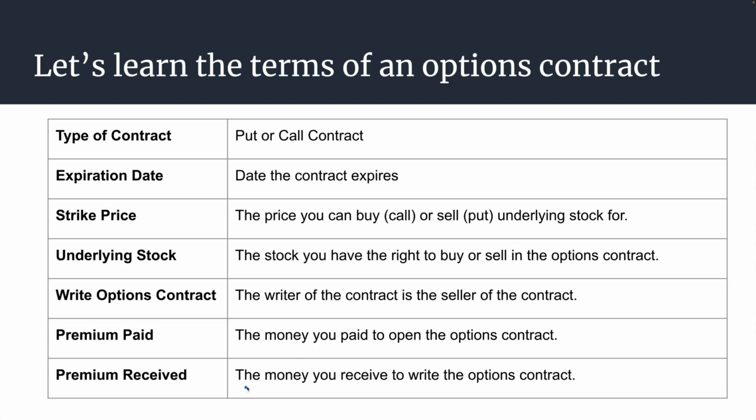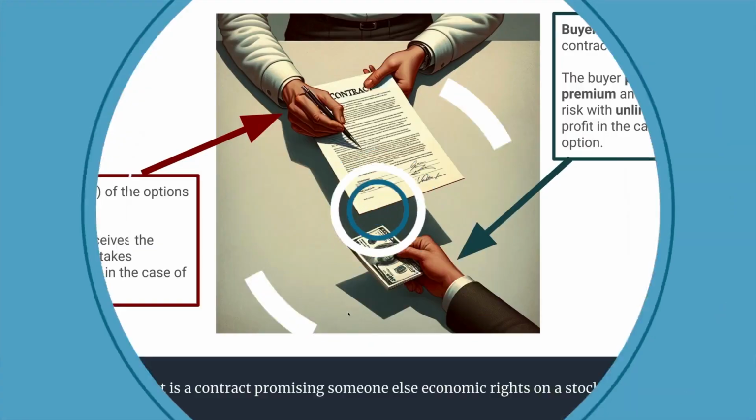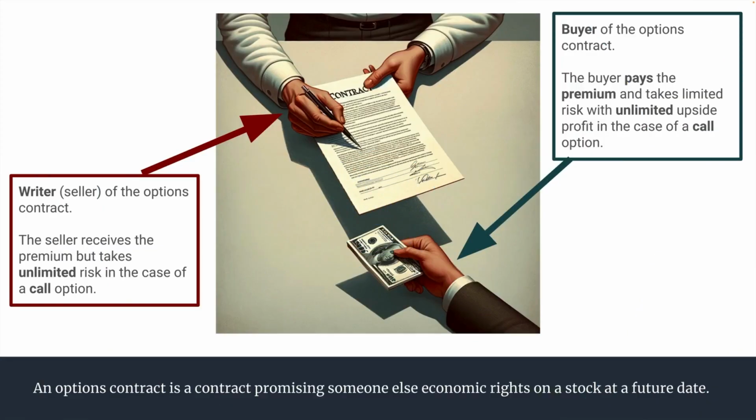And I think I combined both these terms into my last statement. The premium paid and the premium received is the money that goes from the buyer to the seller for taking the risk. Now that we know some terminology, let's revisit our original image, where we have the buyer handing cash to the person with the contract.